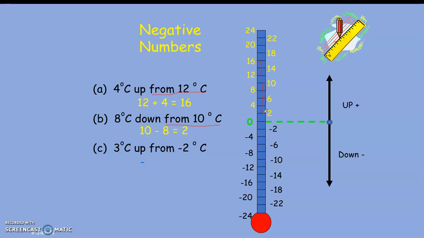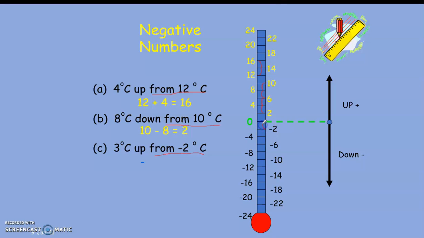Right, third example. We are going 3 degrees Celsius up from minus 2 degrees Celsius. So again, we need to be thinking to ourselves, where are we starting from? So we're starting from minus 2 degrees Celsius, and we're going up 3 degrees Celsius. Okay, so we're starting at -2 and we're adding on 3.